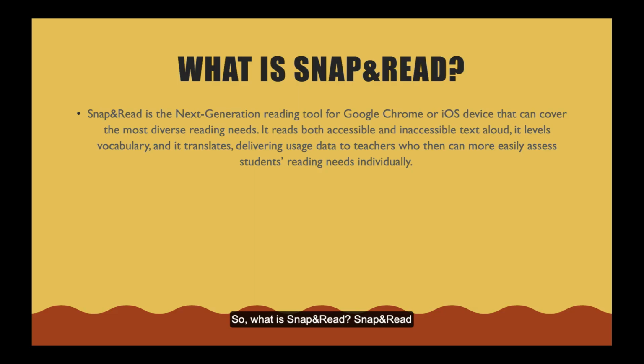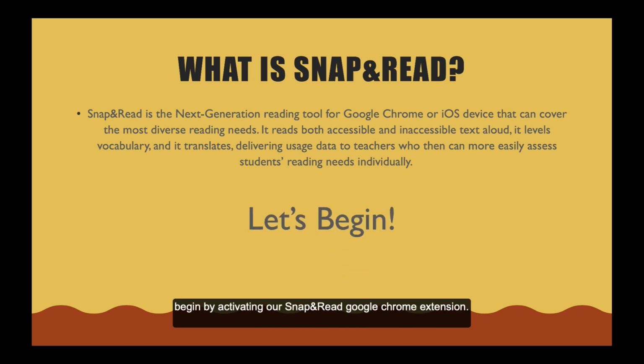So, what is Snap&Read? Snap&Read is a text reader that simplifies vocabulary, translates text, reads inaccessible documents and images or OCR. It also captures and cites sources to support the reading comprehension needs of students while providing teachers with data to drive reading interventions. So, let's begin by activating our Snap&Read Google Chrome extension.